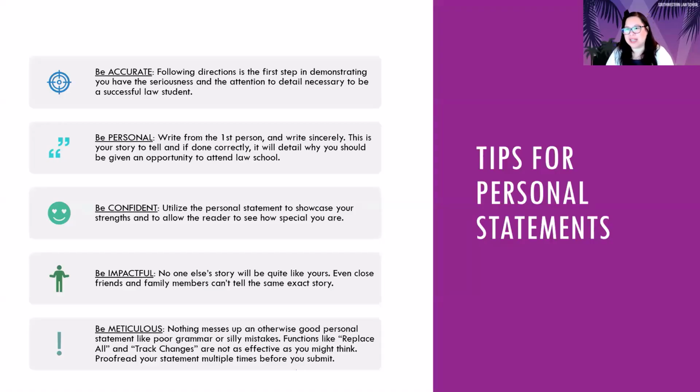Be impactful. I said, somebody else could have walked the same person's journey and still written a different personal statement about it. But not everybody's story is going to look the same, and it shouldn't, because you're all individuals. Don't worry about assuming that you know what we want to read, because you don't know. Also, don't get so caught up in trying to stand out that you only stand out in negative ways.